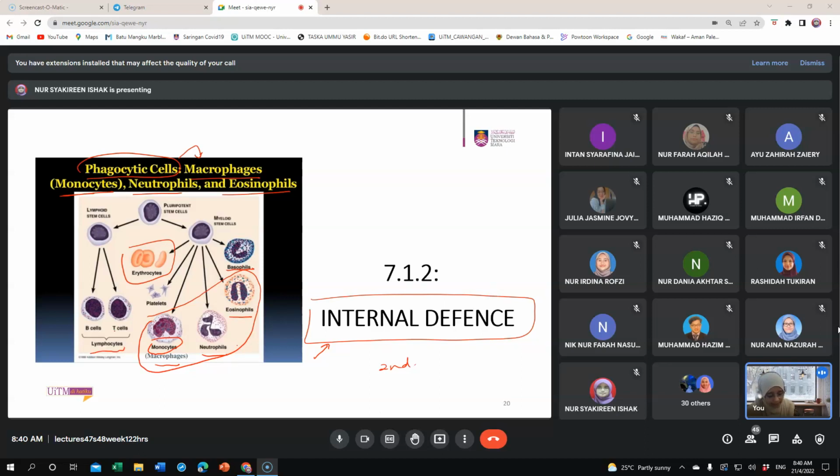So lymphocyte, there is T cell, there is B cell. T cell, there is helper T cell, there is cytotoxic T cell. Okay, helper T cell and also cytotoxic T cell.